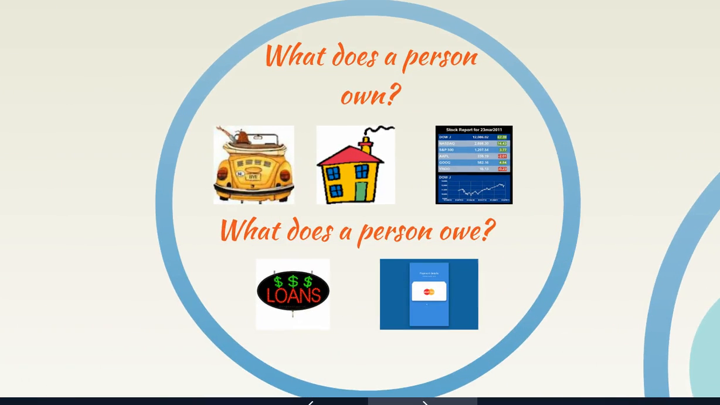What does a person own? A car, a house, investment in shares, real estate, bank balance, etc. And what does a person owe? A loan, credit card payments, some money a person borrowed from a friend or relative.